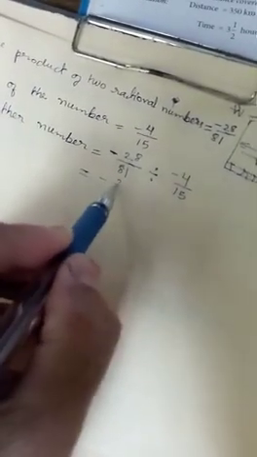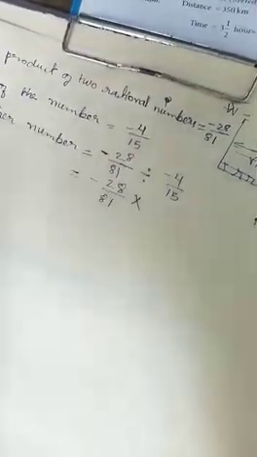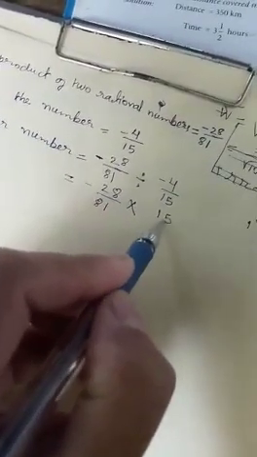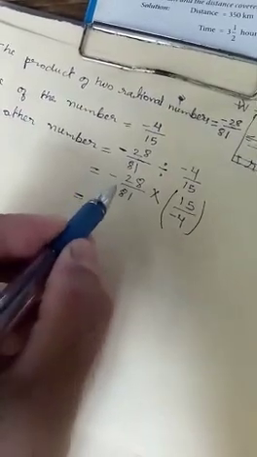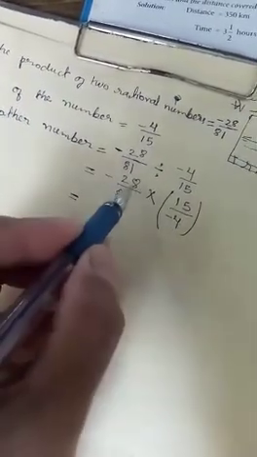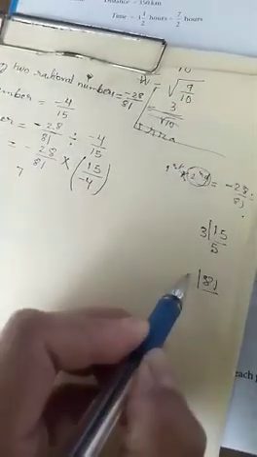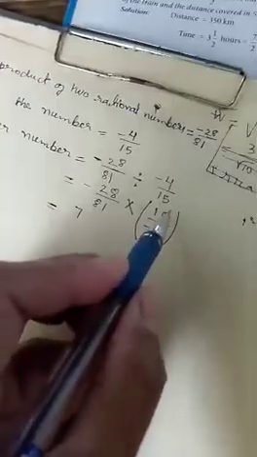So you already know the rules. One we have divide, what to do? We have to convert it to multiply. When we convert to multiply, this one will go upside down. Since there is minus, let's put it inside a bracket. Okay? So here you have minus, minus, we can cancel. 4, you can divide into 28, we get 7. Then 15, we have 3 into 5, 81 we have 3 into 27. We have 3, so we can divide by 3 on both sides.